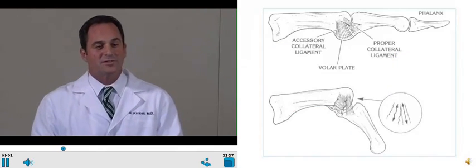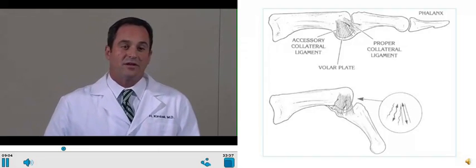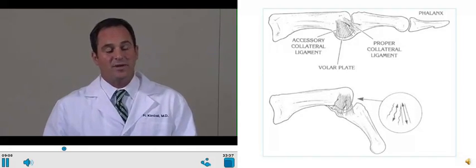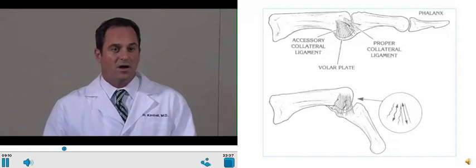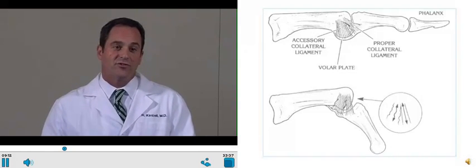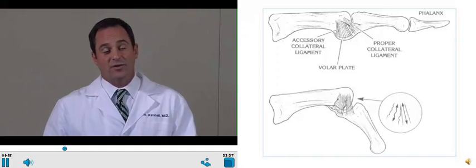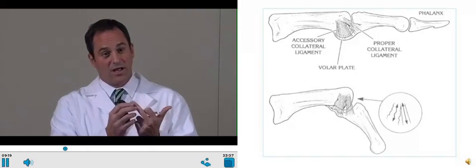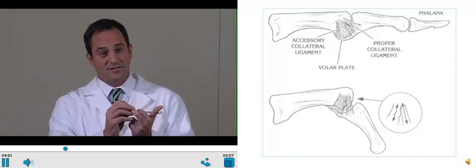So this is an anatomy slide of the ligaments that are around the PIP joint and the MP joint of the thumb. The important thing from this is to understand how the ligaments work on each side of the finger joint, and then how we are testing these ligaments.